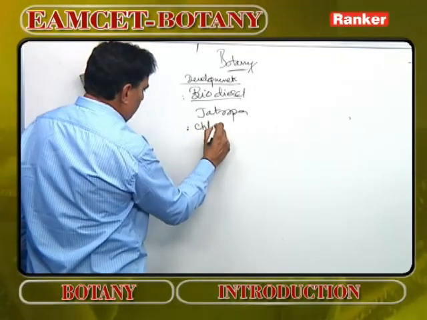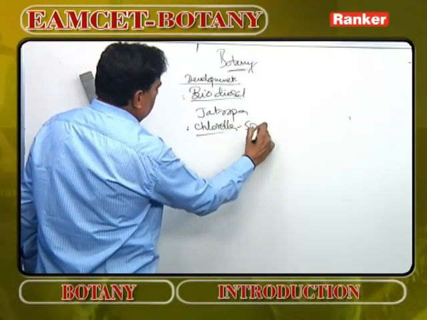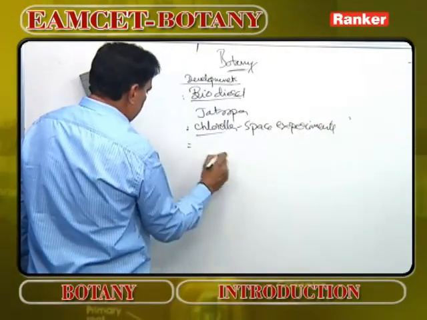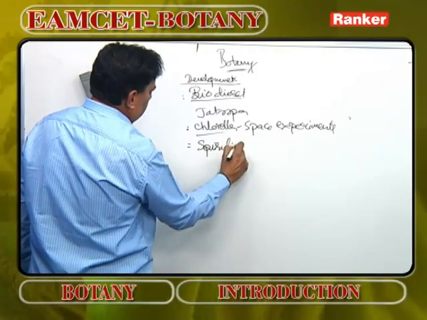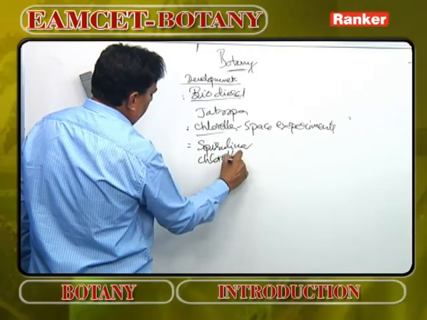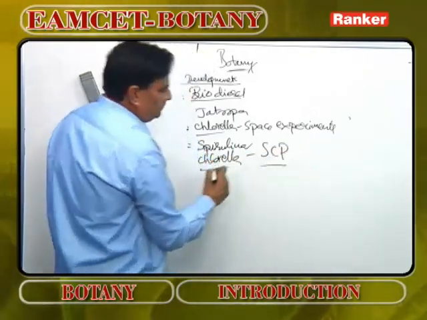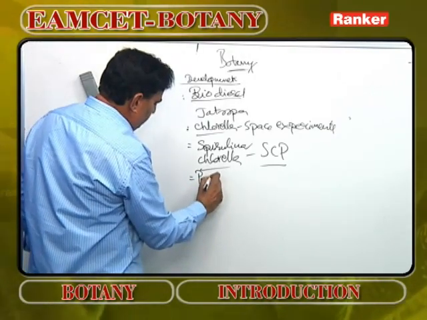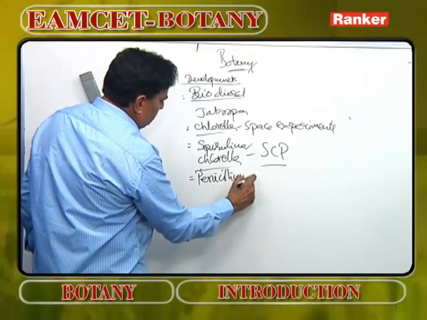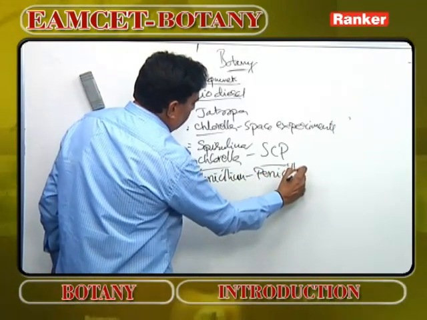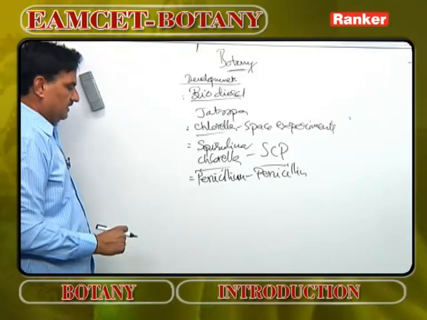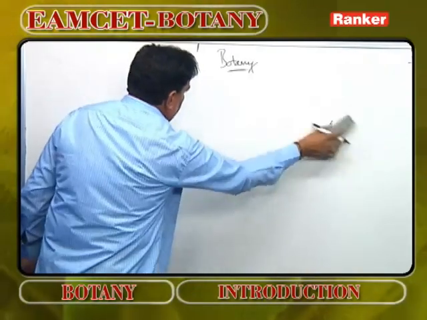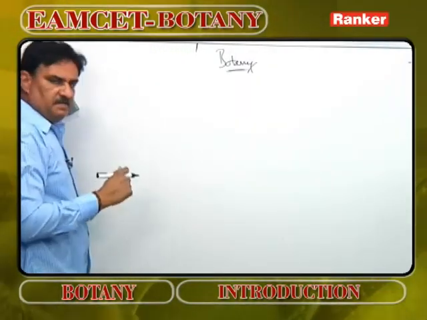There are some algal members called Chlorella which are used in space experiments. Then there are some plants like Spirulina. Plants like Chlorella and many others form a special source of SCP, that means single cell proteins. There are some fungi like Penicillium which give rise to a wonder drug called penicillin. So many plants are there which have a lot of economic importance.